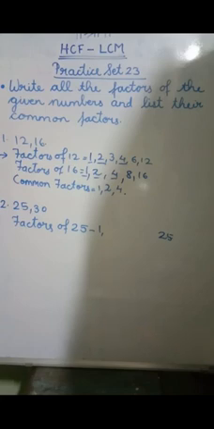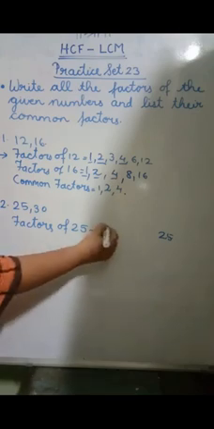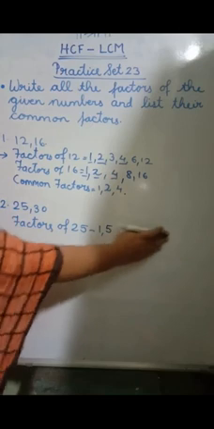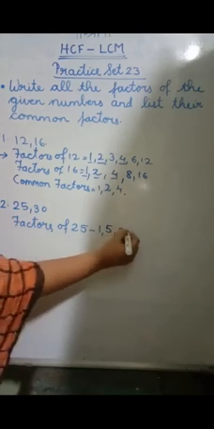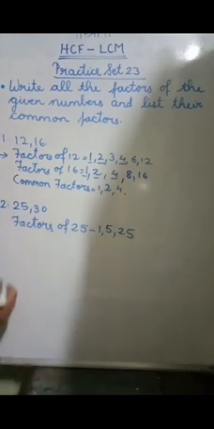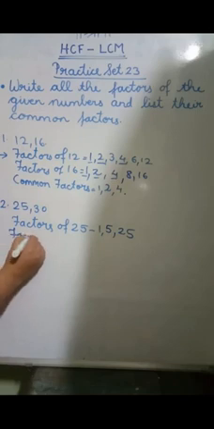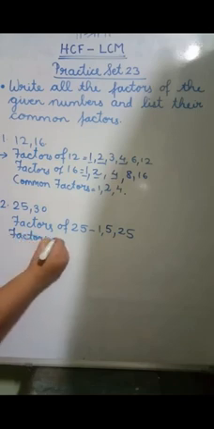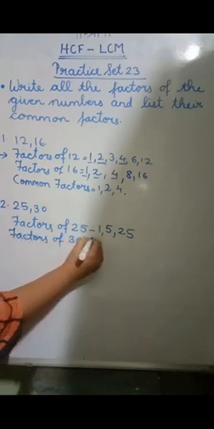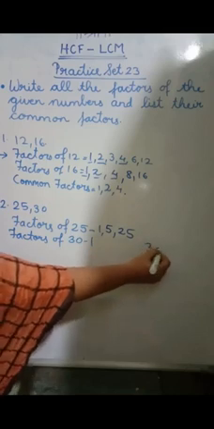4 table? No, 4 fives are 20 and 4 sixes are 24. Then the next table is directly 5. So you can write this number close here. That is, 5 fives are 25. Next, the factors of 30. 1 and 30.